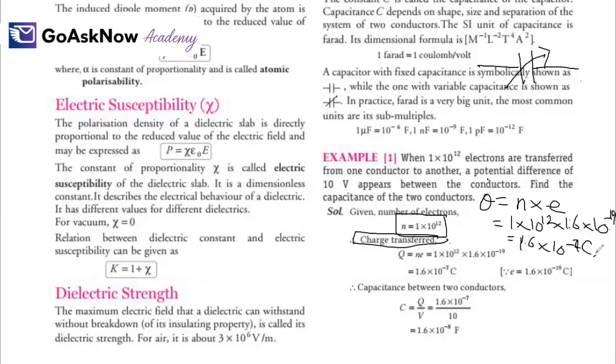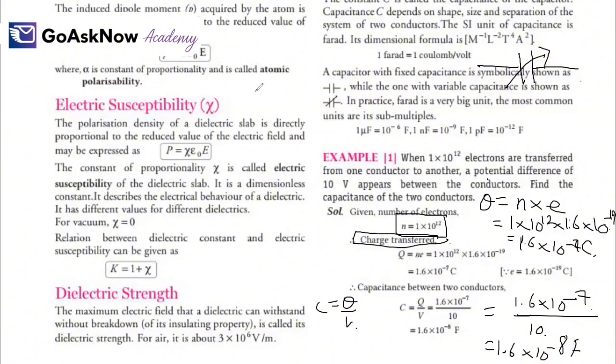Therefore the capacitance between the two conductors is C equal to Q by V. Substitute Q equal to 1.6 into 10 to the power minus 7 upon the voltage, which is given as 10 volt. Calculating this, you will get 1.6 into 10 to the power minus 8 farad. This was the answer for this question.